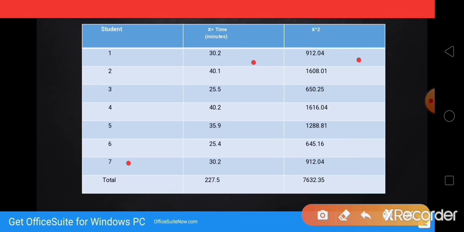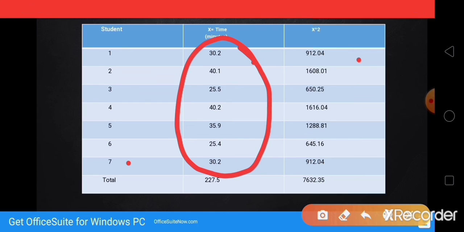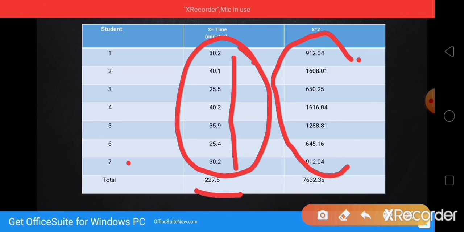For you to find the summation of x, you need to add all of it from 30.2 to 30.2, for you to have a total of the summation of x equals 227.5. Same for the x squared, for you to have the summation of x squared equals 7632.35.